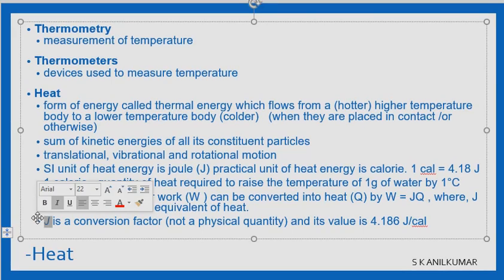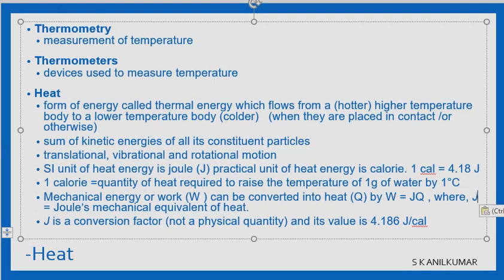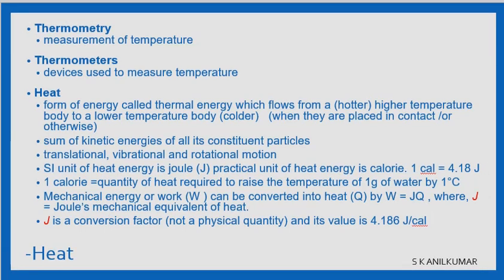Now this J is different from the joules per calorie J. This is a slanting J. This is called the conversion factor. It is not a physical quantity, it is a conversion factor. And the value is 4.186 joules per calorie, where W is the work and Q is the heat.